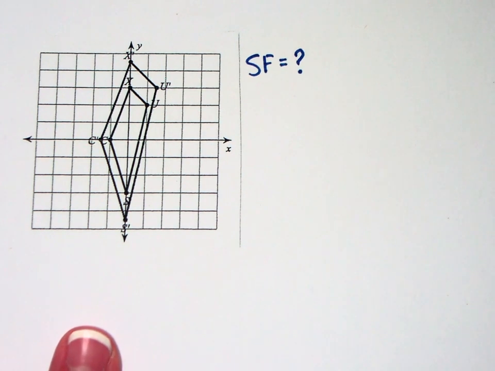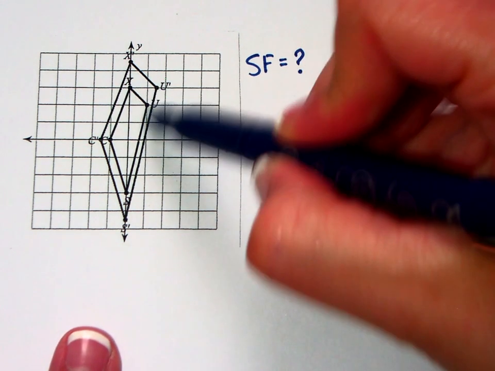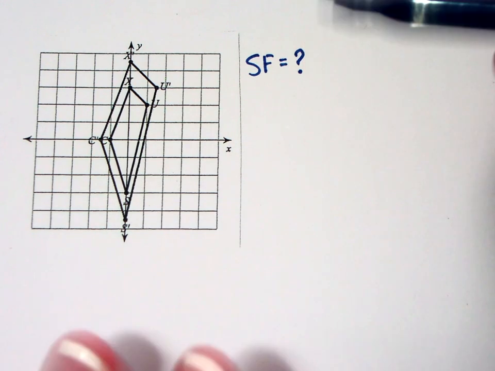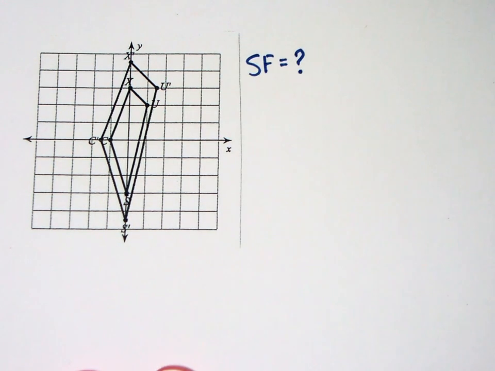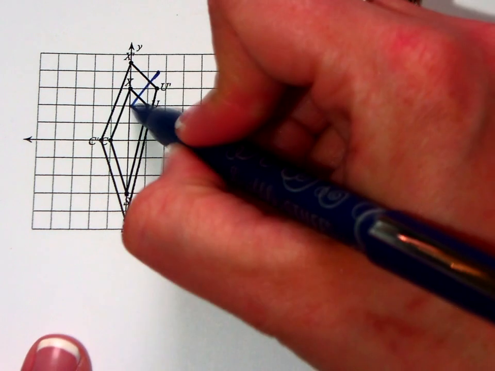So what you want to do, make sure you're finding the pre-image first and comparing it to the image. What I would recommend is finding points that are exactly on solid points, and it looks like in this example, they're all kind of on half pieces. So I'm just going to go ahead and focus on U and U prime.